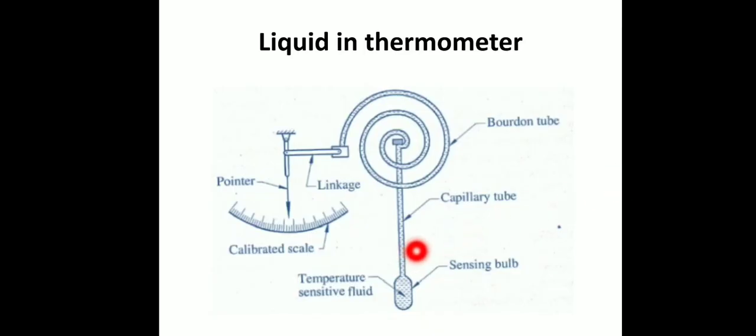So the expansion of mercury through the capillary tube will be a larger one, and hence that will make a deflection at the linkage. This will tend the pointer to some point that shows the temperature of the system. This is the basic principle of the liquid-in-glass thermometer system.